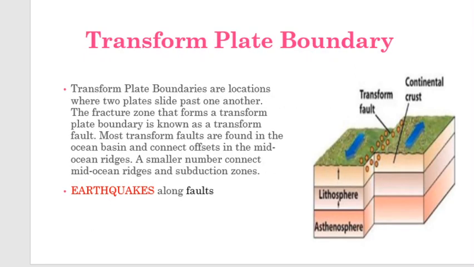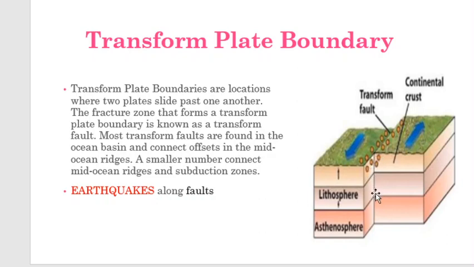Lastly, we're going to discuss the processes that take place in a transform plate boundary. We know that transform plate boundaries are locations where two plates slide past one another. There is a fracture zone that forms a transform fault. As we know earlier, these two are sliding past each other. They are not converging, they're not diverging, but they are just grinding past each other.